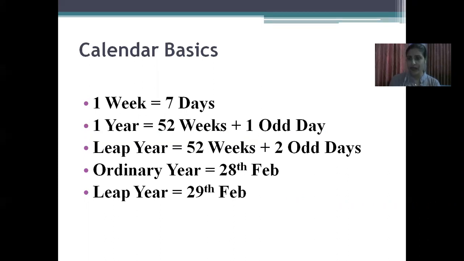So what is an odd day? One extra day. Apart from these 52 weeks, we don't have 7 days more to consider it as a week. So that is one extra day. Odd day means an extra day. But in a leap year, we have two extra days, two odd days.